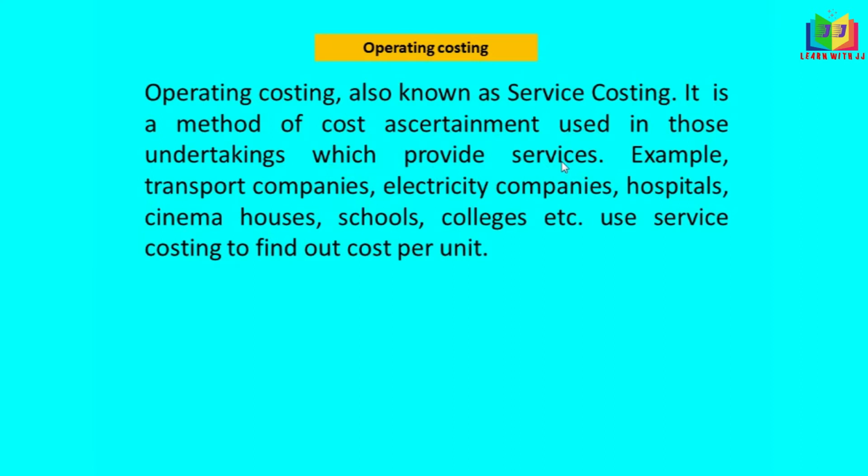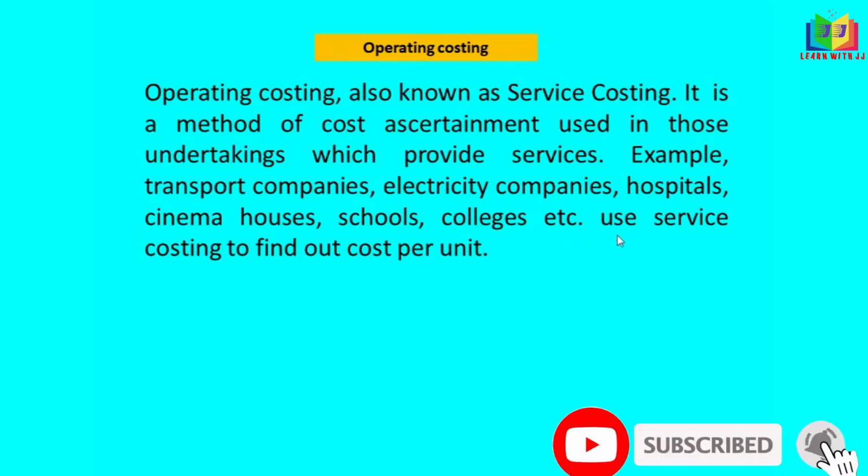This costing is specially designed to ascertain and control the cost of services. The industries using this service costing are transport companies, electricity companies, hospitals, cinema houses, schools, and colleges. Organizations that provide services will use this operating costing to find the cost per unit.